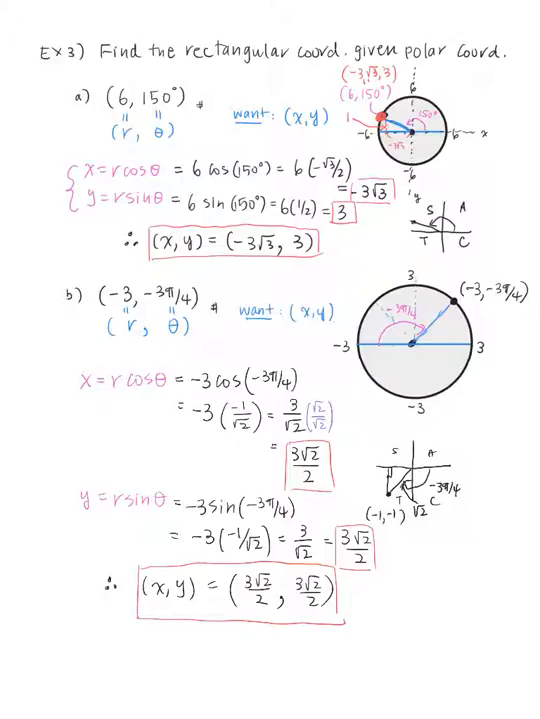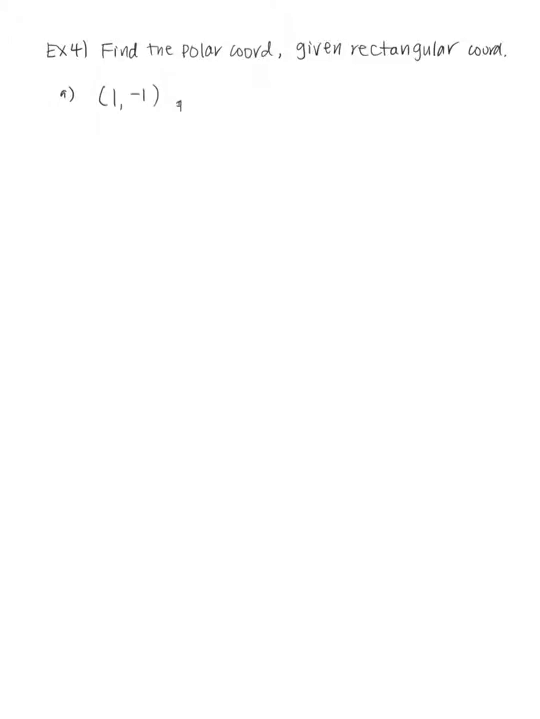Okay, so what we just discovered is that this same exact point, so this is r comma theta, but in terms of x and y, this point is 3 root 2 over 2, comma 3 root 2 over 2. So this is our x and this is our y. Okay, now we're going to work it backwards. So now we're going to go from rectangular to polar.